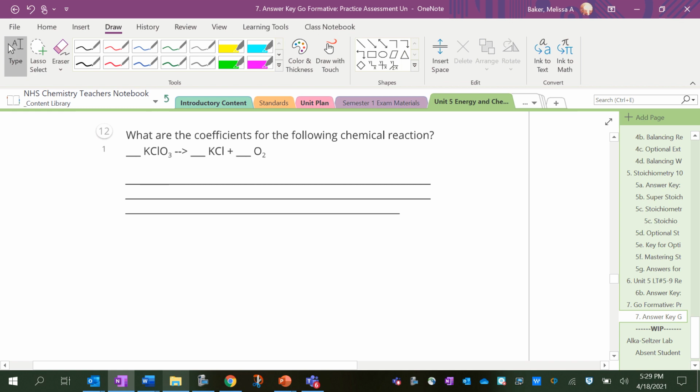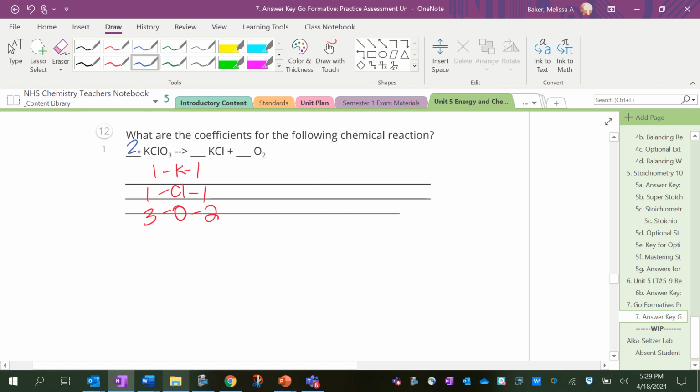What are the coefficients for the following chemical reaction? We've got Ks, Cls, and Os. 1 K on the left, 1 on the right, 1 Cl on the left, 1 on the right, 3 oxygens on the left, 2 on the right.